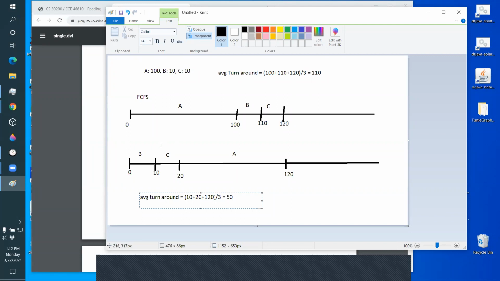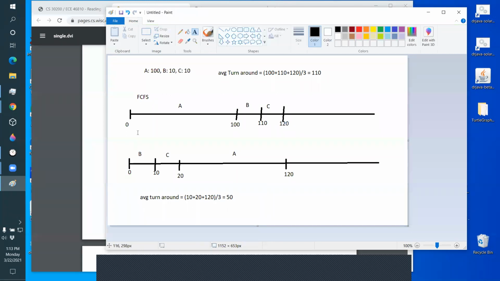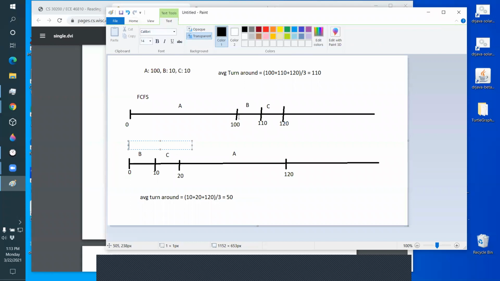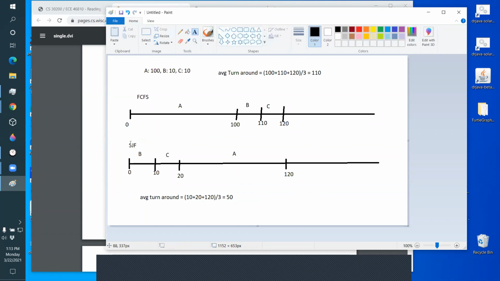So this is called shortest job first. This is a scheduling algorithm. The scheduling algorithm, shortest job first, says put the shortest job first.